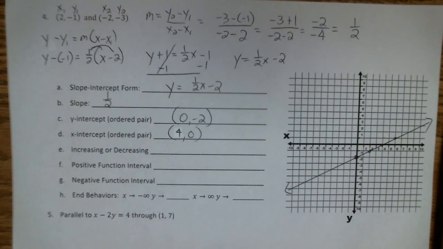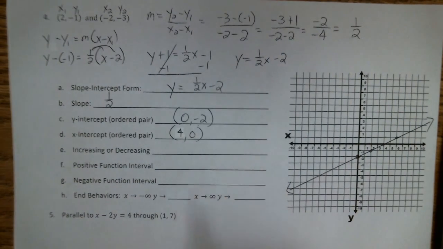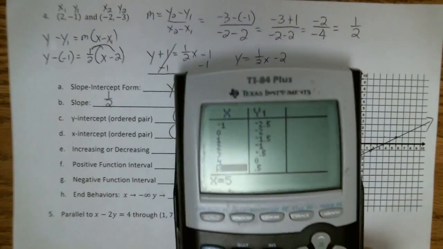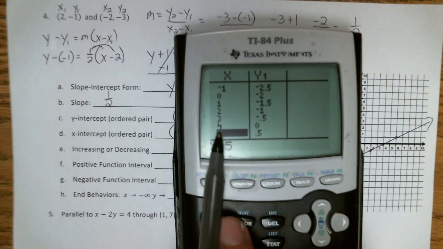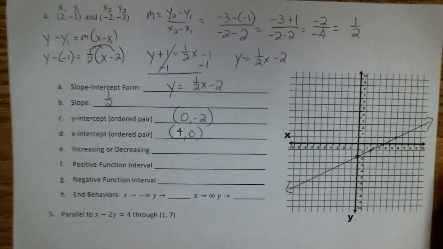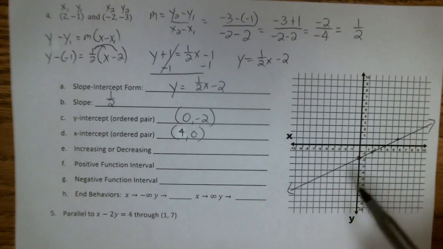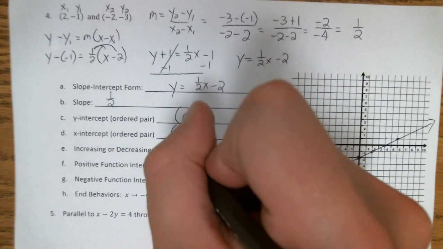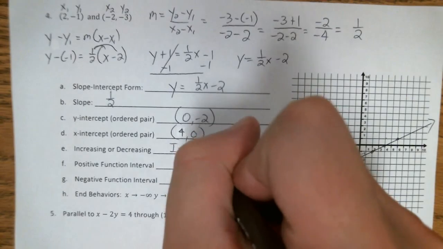I just gave you another good reason to use your calculator so you can cut out careless mistakes, because even I miscounted when I looked at that. So if you're using your calculator, you can go right to it and say, oh, okay, that's my x-intercept, 4, 0. Is my company losing money or making money? It's going up, so from left to right, it's got a positive slope, so that's increasing.